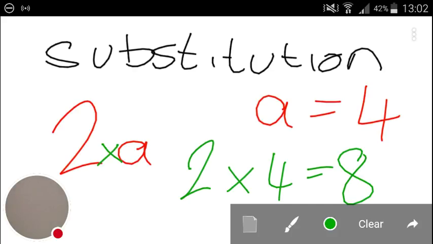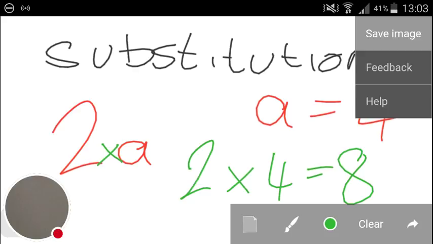So we start off by looking at what we've got. We'll see that the 2 is next to the a. 2 next to a means that I need to multiply them together. So when I've got a equals 4, that means 2 times 4 gives me 8. Now, that's a more basic example.